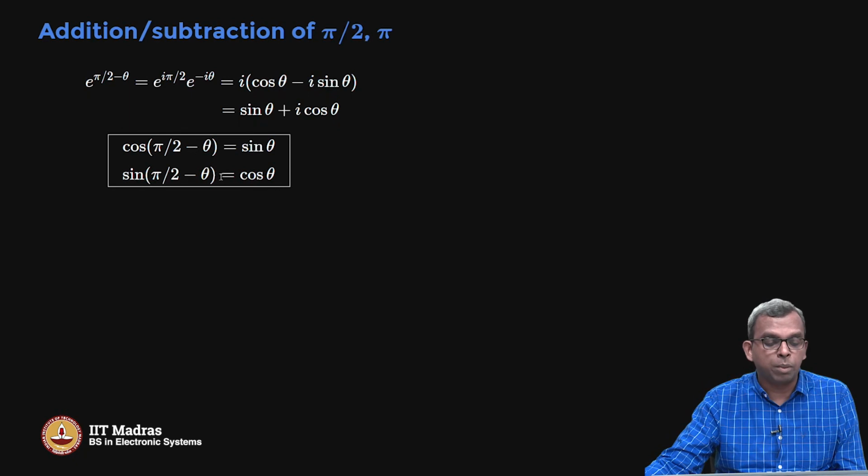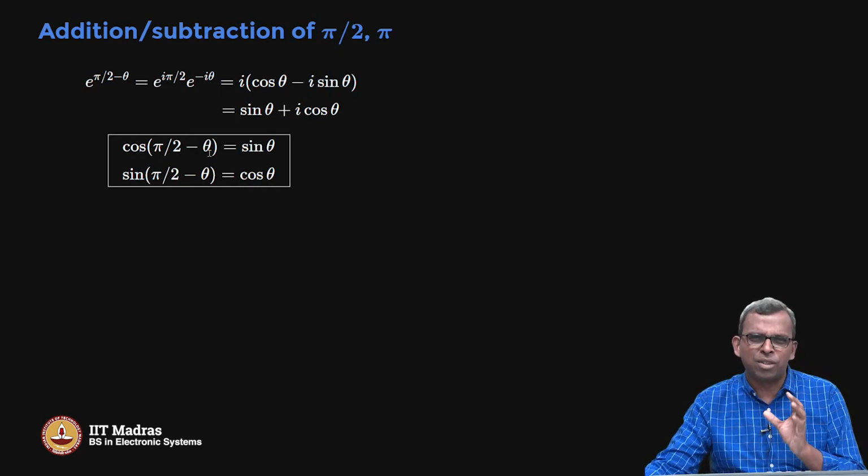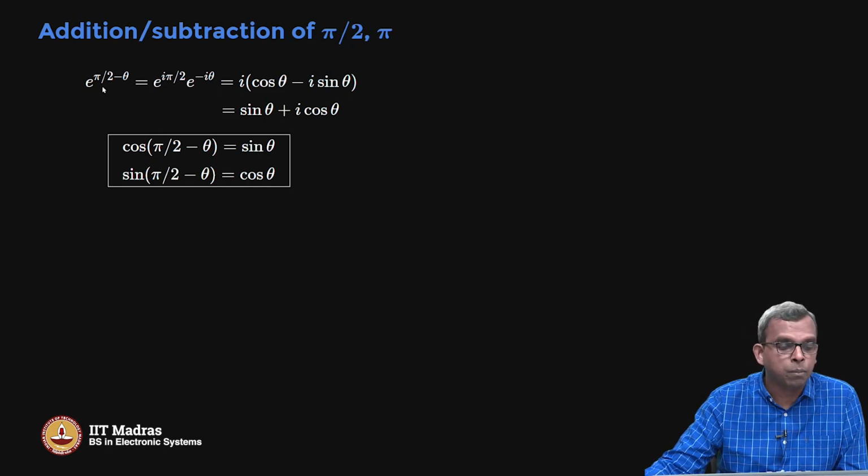So sin(pi by 2 minus theta) is the same as cos theta. So sine and cos are very intimately connected, very closely related functions. They're not very different functions actually, right? I'll show you a picture later on, but you can see how cos(pi by 2 minus theta) becomes sin theta, and sin(pi by 2 minus theta) becomes cos theta. And the proof is also very easy.